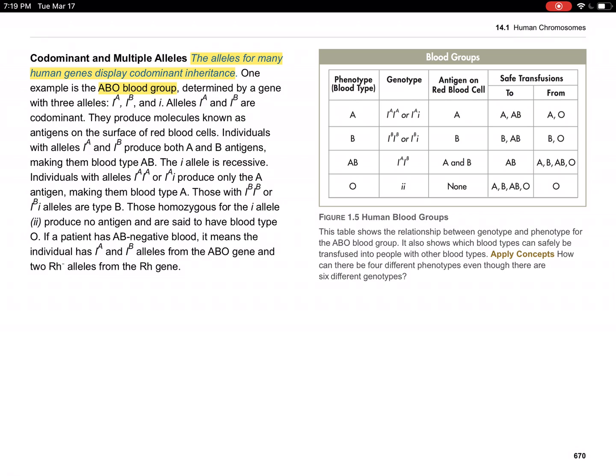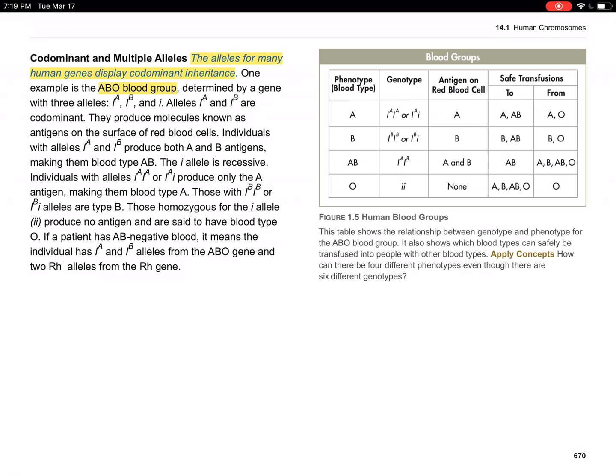An example for humans is the ABO blood type. If we had a parent that was type A and the other parent was type B, the offspring could show codominance by possibly having type AB blood, both being present.